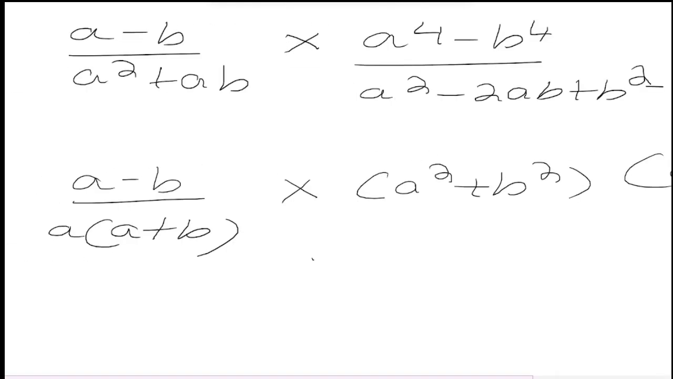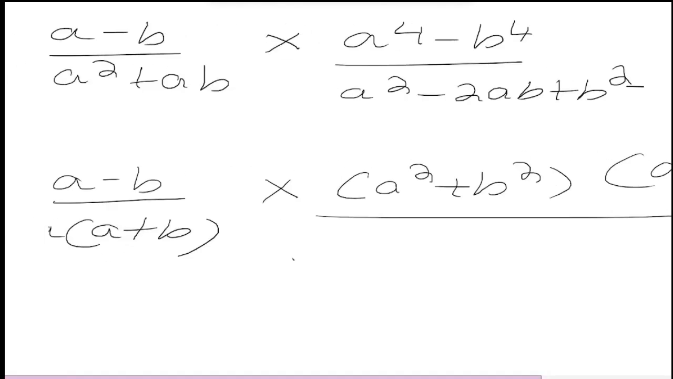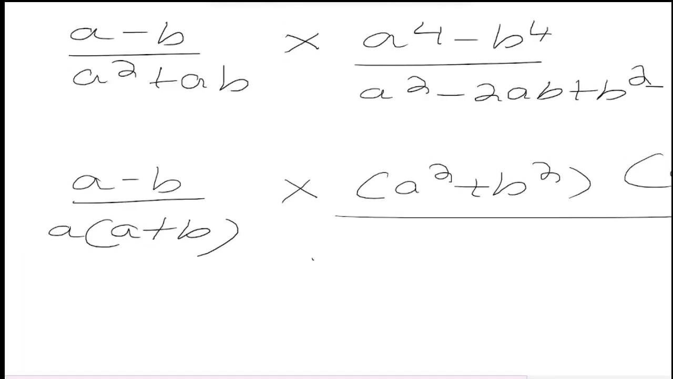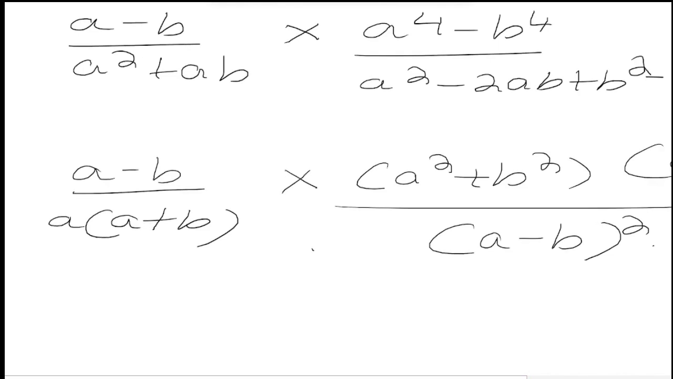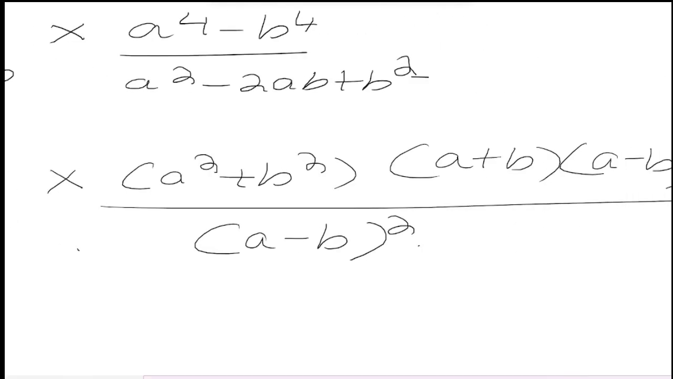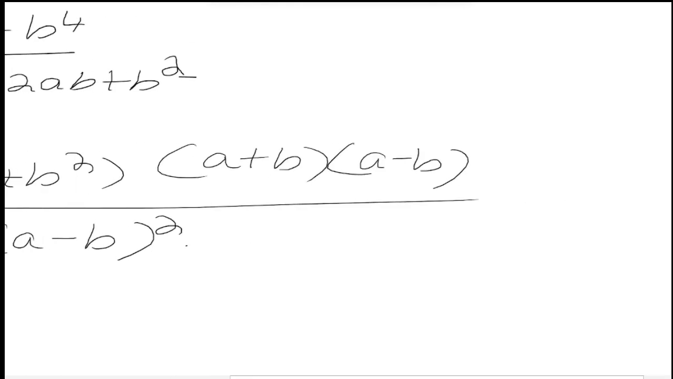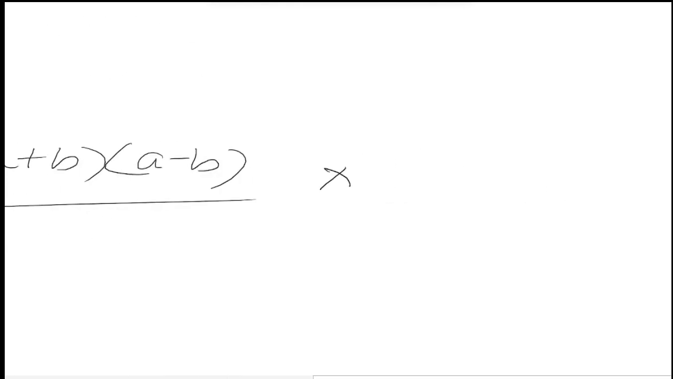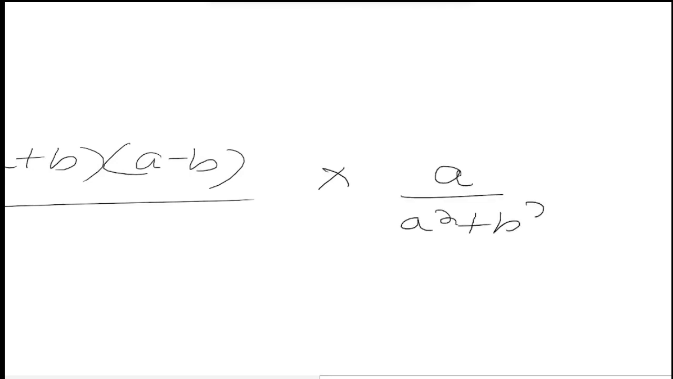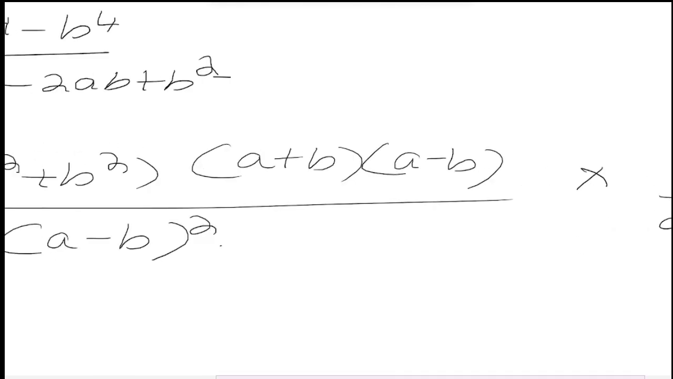Okay, after writing that, now we need to write the denominator. Instead of a² − 2ab + b², we can simply write (a − b) whole squared. Now I can divide these terms, but I will not do so. We will now write the last expression. We write this whole expression simplified as it is, but in the end we are going to multiply with the last term, which is a divided by (a² + b²).